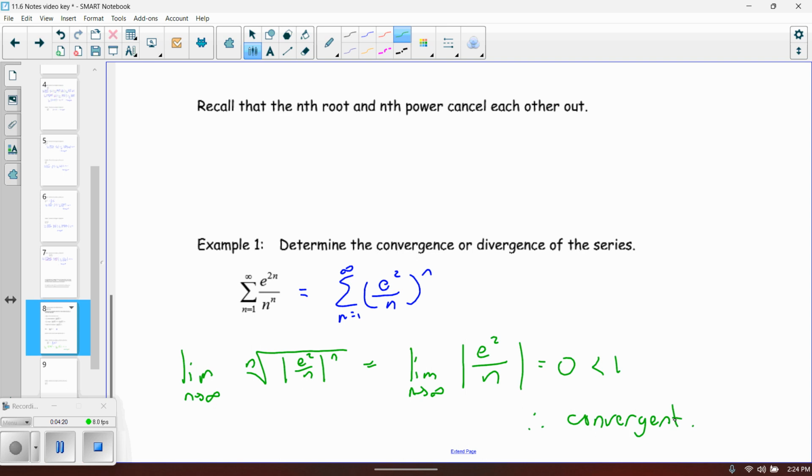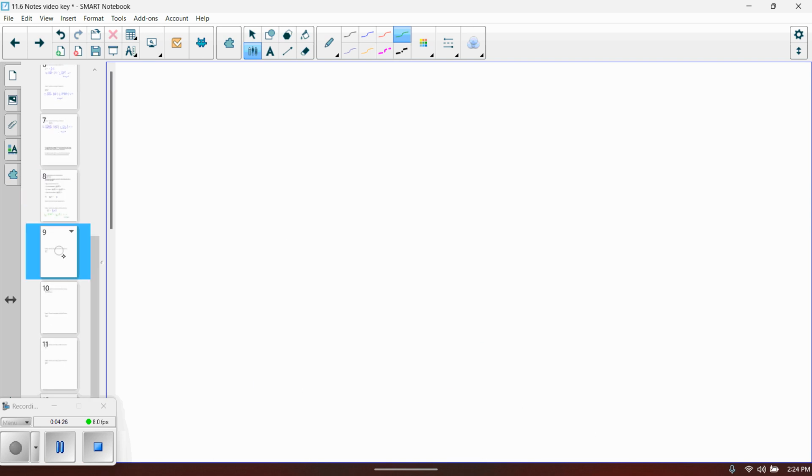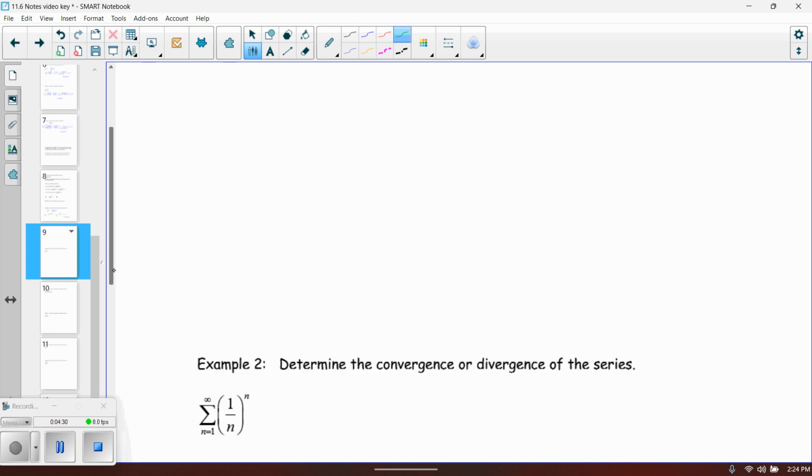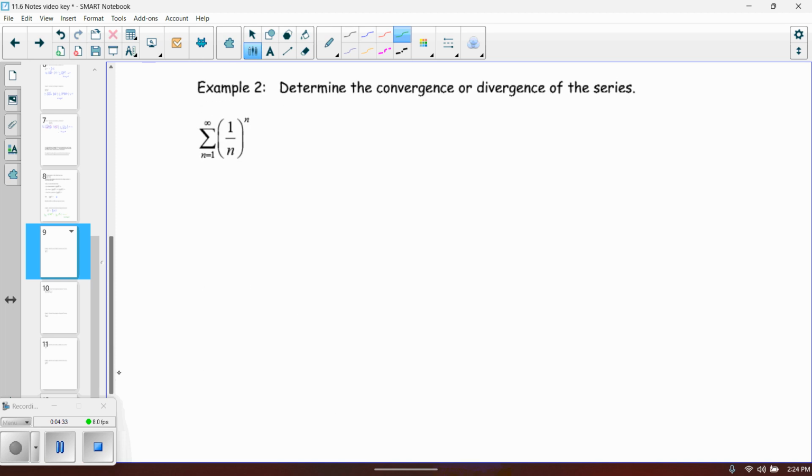All right, so that's what it is for the root test. Let's go ahead and do the rest of these examples. There we go. Determine the convergence or divergence of the series.